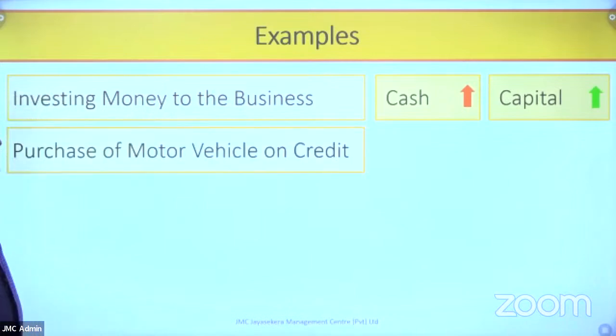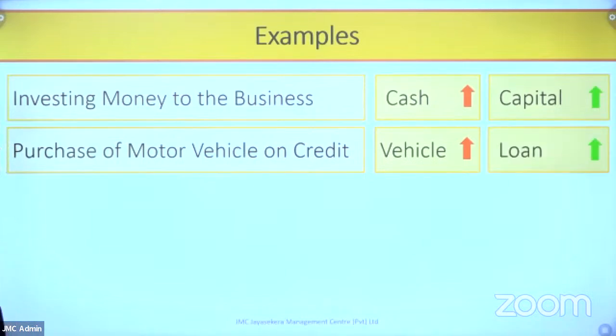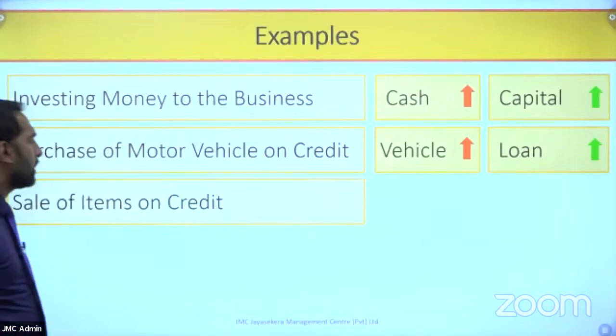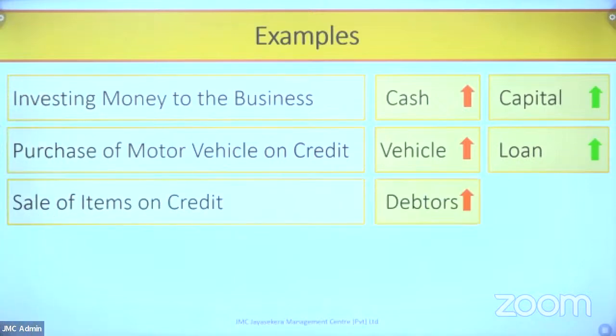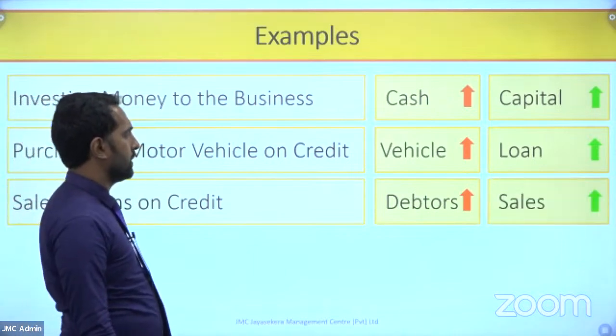Purchase of motor vehicle on credit. Motor vehicle goes up. The loan, the motor vehicle loan will increase. Sale of items on credit. Debtors will increase. Sales will increase.